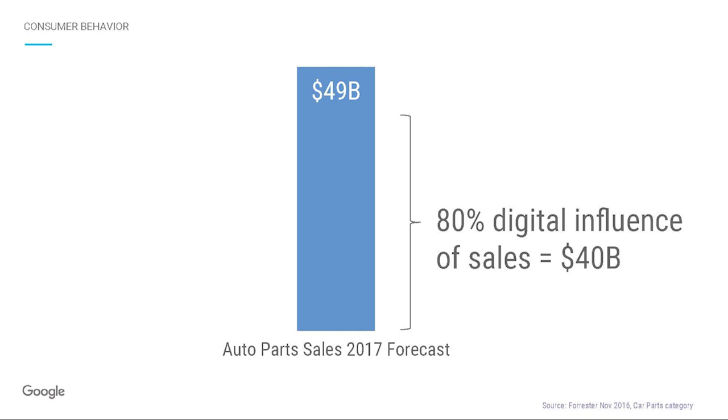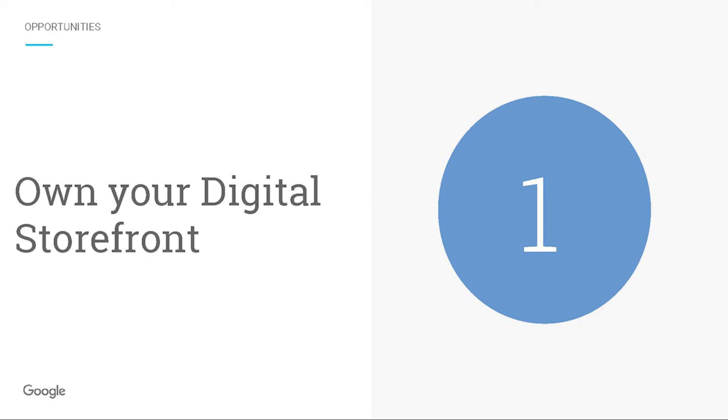Consider this. In 2017, 80% of the $49 billion auto parts category is projected to be digitally influenced. That's up versus 78% last year. Seeing stats like this, you need to consider what you are doing today to future-proof your business. There has never been a more important time to ensure that you have a great digital storefront. In the past 5 years, we've seen foot traffic in U.S.